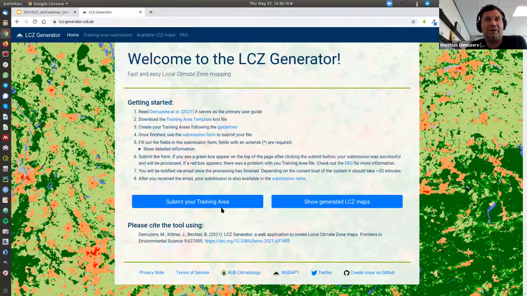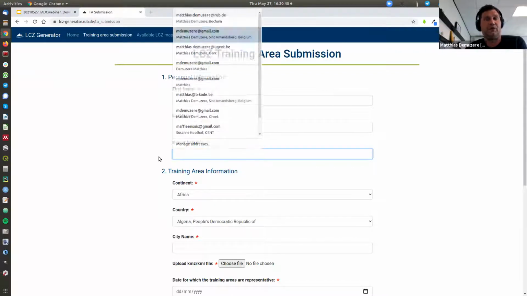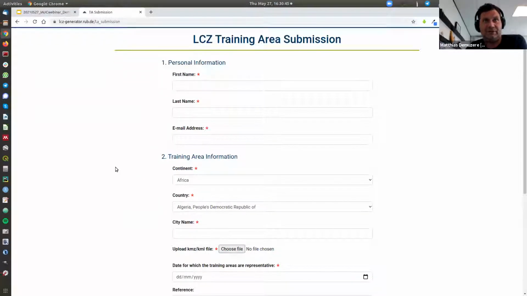So this is the landing page of the generator. You'll see a getting started section, and then you have 2 buttons which you can follow. Before you start your LCZ mapping procedure, please make sure that you read the guidelines. There is actually a section that you can expand here to get more details. So make sure everything is clear, and then you can continue to the form which you can use to submit your training data. Please provide some personal information. The email address is needed because results are sent via email at this stage.